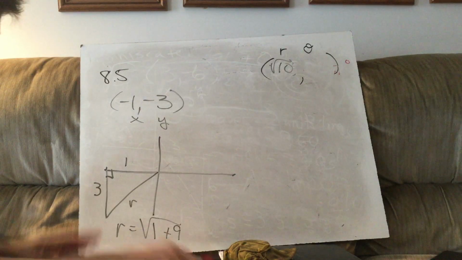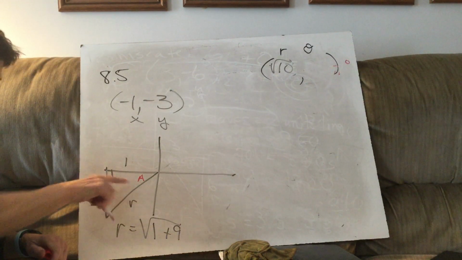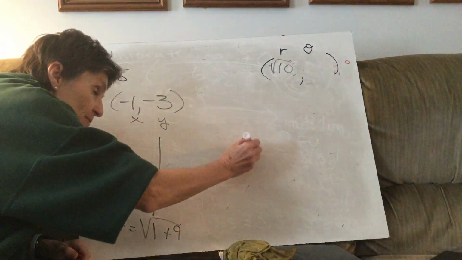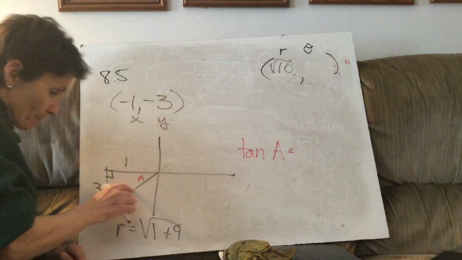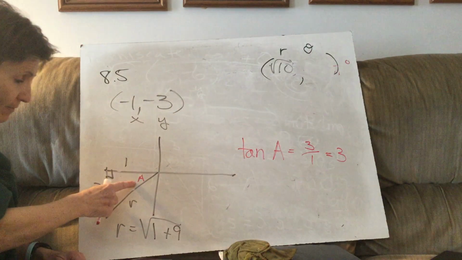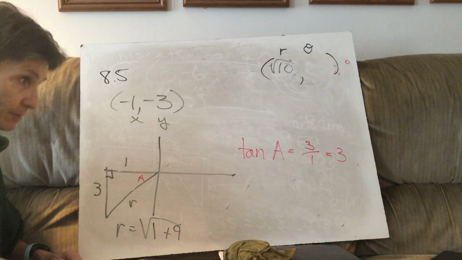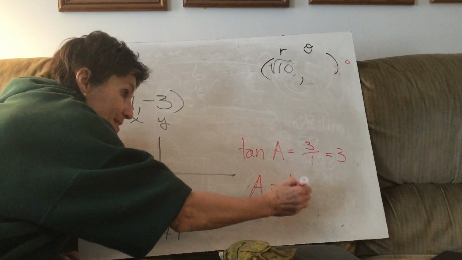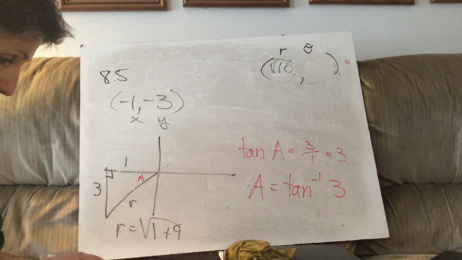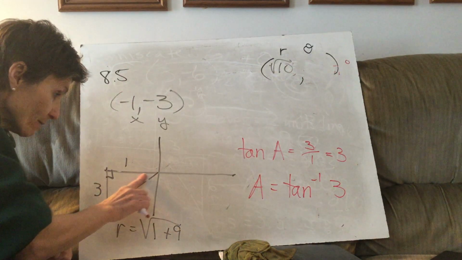Now I need to find my angle in the triangle at the origin, right there, that angle. So I know that the tangent of that angle equals 3 over 1, or 3. The tangent of that angle equals opposite over adjacent. So I'll go to my calculator, and I will second tangent 3 over 1, or second tangent 3. And that angle is 71.57.